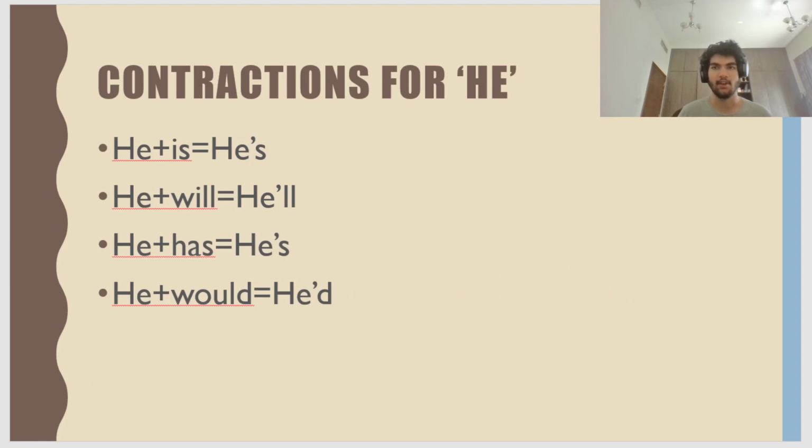Now, let's look at the contractions for he. He plus is gives he's, he plus will gives he'll, he plus has gives he's, and he plus would gives he'd. So if we were to use these in a sentence, we can say he would play, but he is hurt. So instead of saying he would at the start of the sentence, wouldn't it be much shorter if we just said he'd play, but he is injured?